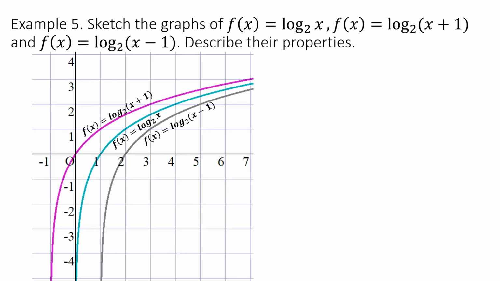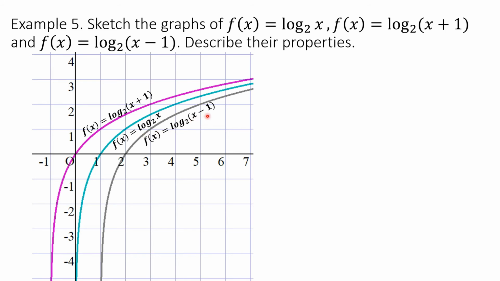So these are the graphs of the three functions in example 5. Again, the blue curve is for our f of x equals logarithm of x to the base 2. That is when c is equal to 0. Now, when c becomes negative 1, why negative 1 again? Because this comes from the standard form x minus c. So that means positive 1 is also minus negative 1. So c is negative 1. And if c is negative 1, the graph will look like this, the purple curve.